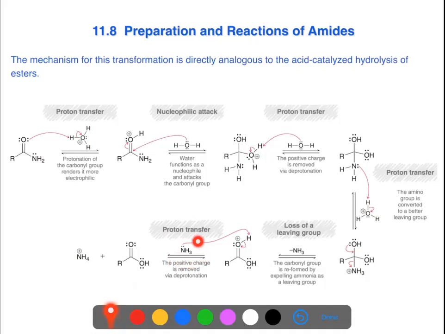For this step, I would prefer that water be used because we'll generally have more water present in this reaction than we will have ammonia. So water can be used in this proton transfer to generate the hydronium ion, which is our original acid catalyst. Overall, though, this is a hydrolysis of the amide to give us back a carboxylic acid.